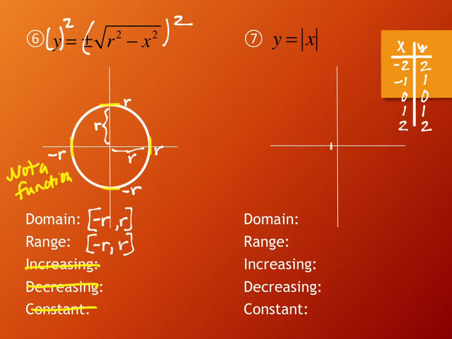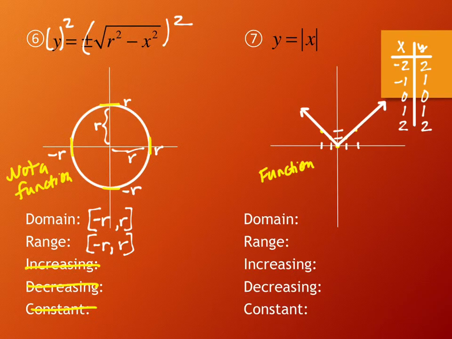We have -2, 2, -1, 1, and 0, 0. And then I have 1, 1, and 2, 2. And an absolute value graph actually looks like a V. Okay? So parabolas come from x squareds. They look like a U. And then absolute values form a V shape like this. That's my shape. Is it a function? Yes, it is a function.